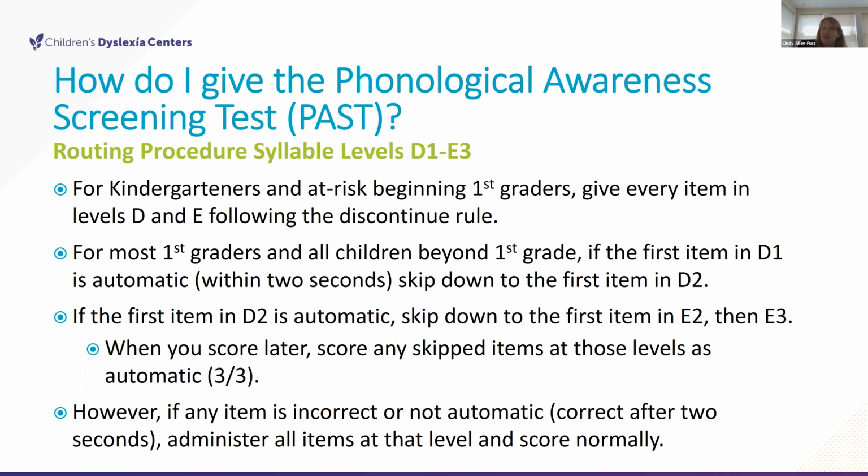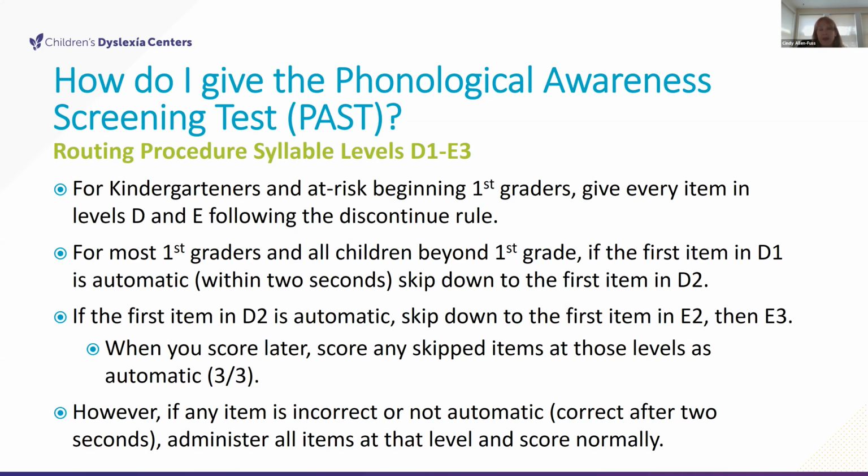For kindergartners and at-risk beginning first graders, give every item in levels D and E, following the discontinue rule. And we'll talk about that in a couple minutes. Now, we don't have kindergartners coming into the centers. And if we have first graders, they're going to be at-risk beginning first graders because they're coming to the dyslexia center. So I would start any first graders coming to the centers at D1, giving them every item in D and E.